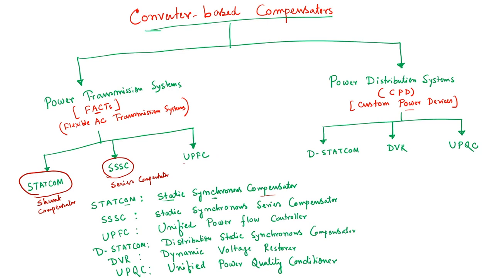Now, apart from these two, as I said, there is a specific type of converter-based compensator used in the power transmission system, which is named UPFC. Its full form is Unified Power Flow Controller. It is nothing but a combination of shunt and series compensator. So, often this is also named as STATCOM plus SSSC.